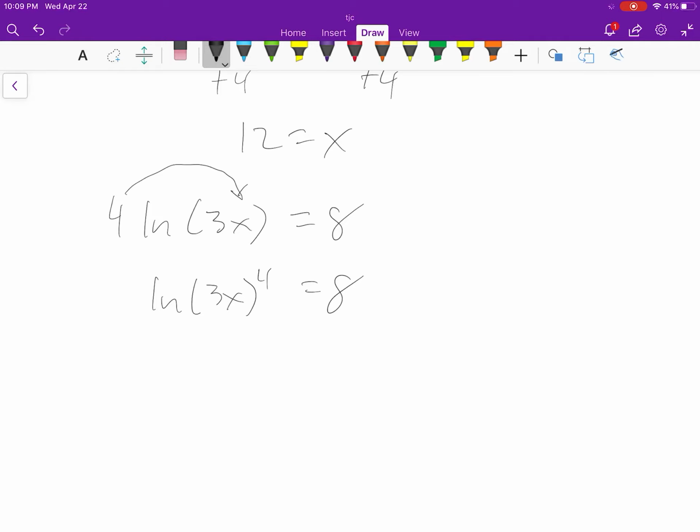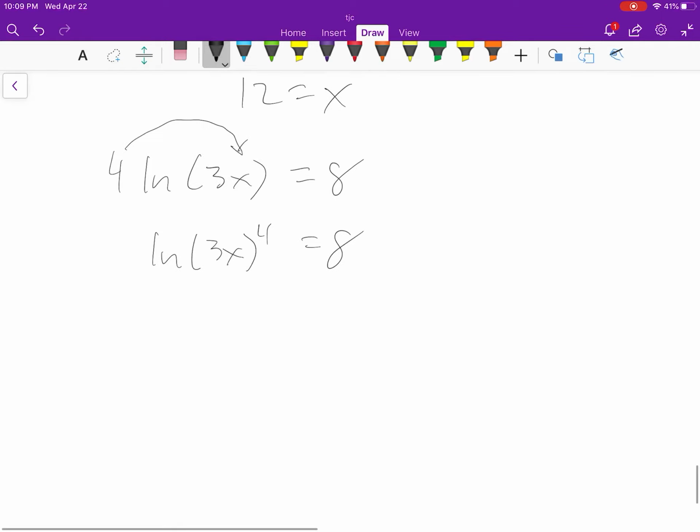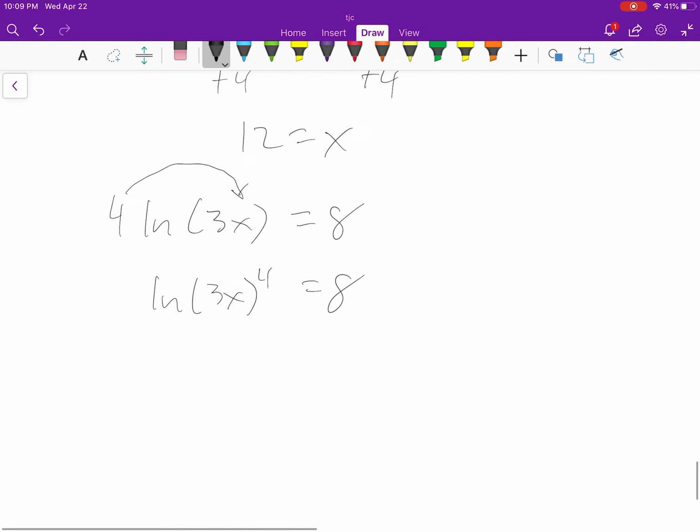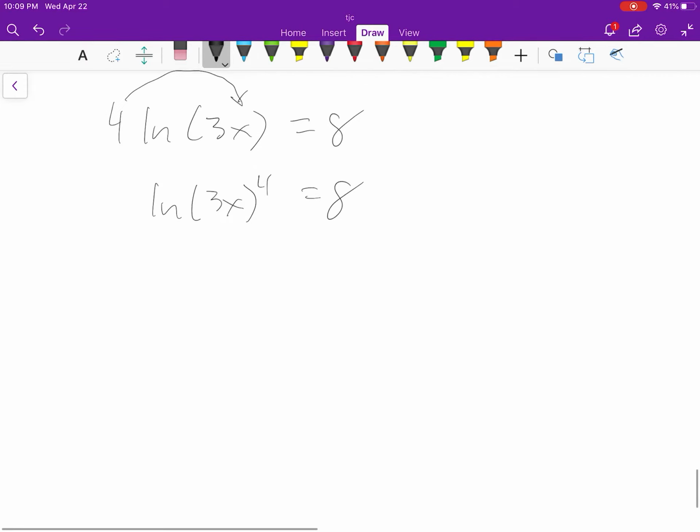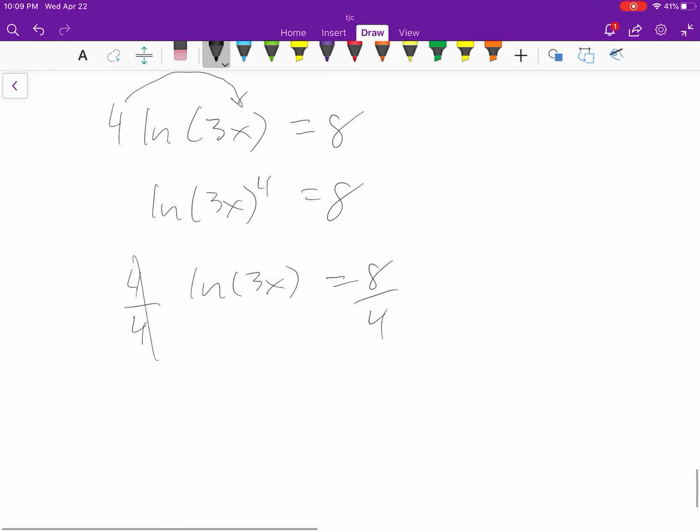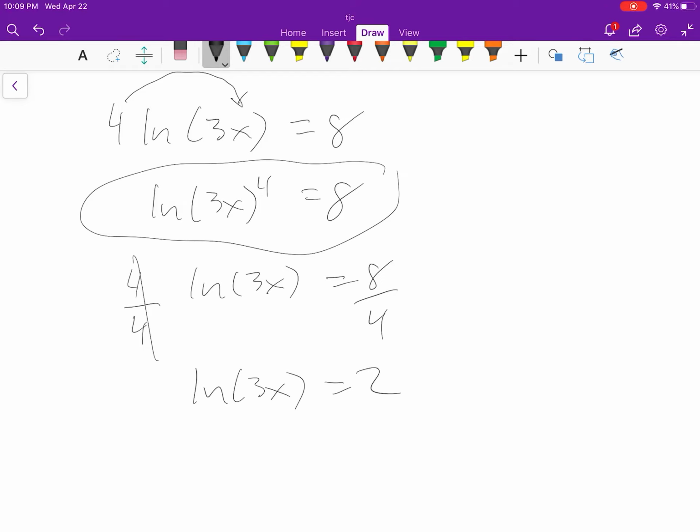But then you're ending up with the 4th power, and then it's complicated. It might be easier to do the second way of solving this, and you will get the same answer either way. The second way is to divide both sides by 4. Dividing both sides of the equation by 4, here they cancel. 8 divided by 4 is 2. That gives ln of 3x equals 2, which is much simpler than this up here. So that would be the preferred way when doing these problems.